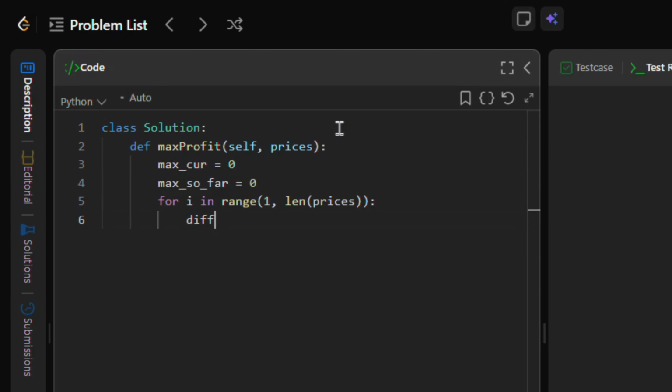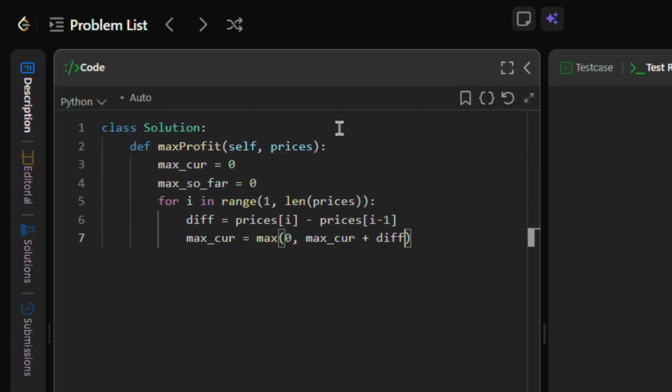We compute the difference between today's price and yesterday's price. If the price increased, this value is positive. If the price dropped, it's negative. We'll use this daily gain or loss to update our running profit. This line updates the current running profit by adding today's difference.